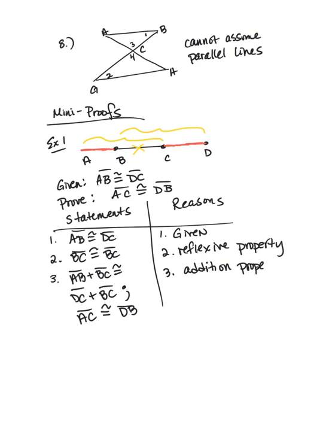So with the addition property, you're going to have a small piece and a small piece, and you're going to want to prove that a large piece is congruent to a large piece. So you're going to have to add 2 smaller pieces together to get a larger piece. Now we're going to do a very similar proof, except it's going to be the subtraction property. Okay, let's take a look at the difference.